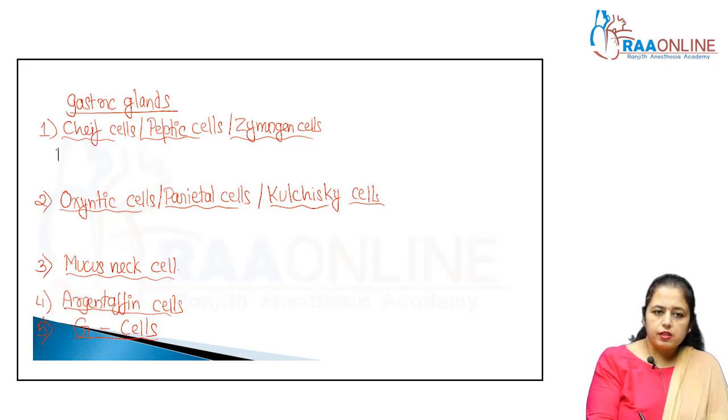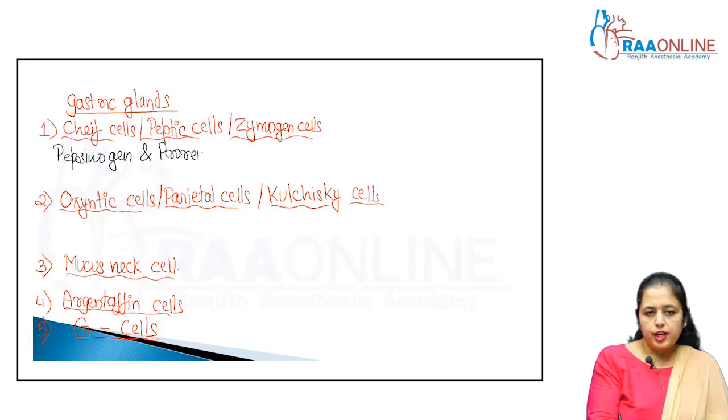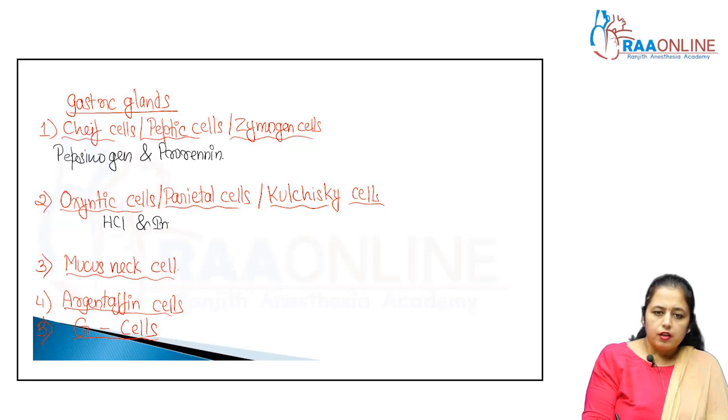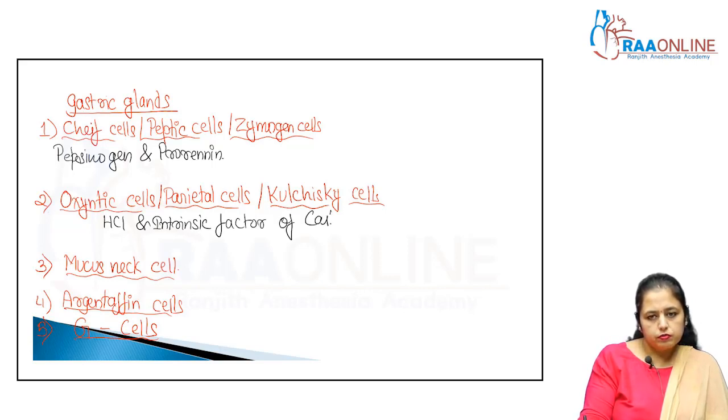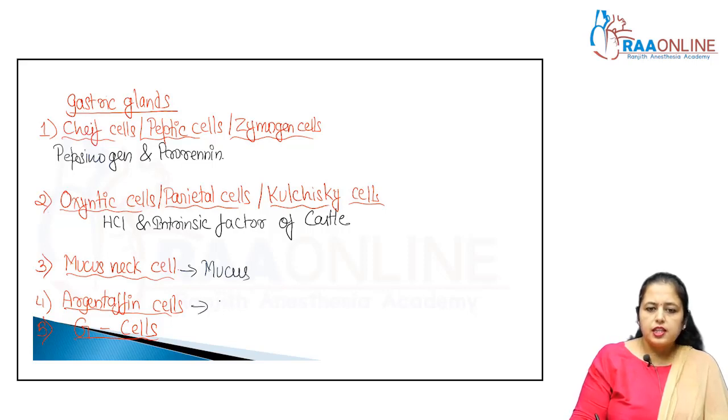Chief cell secretes pepsinogen and prorenin, right? Oxyntic cell secretes HCl and intrinsic factor of Castle, right? Mucous cell secretes mucus. Argentaffin cell secretes somatostatin.